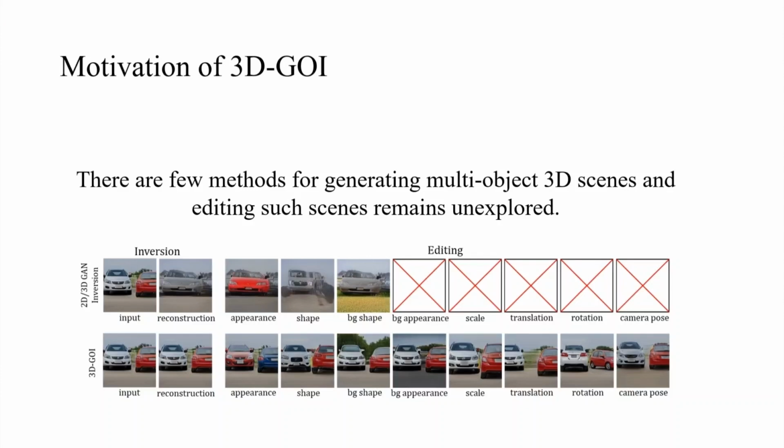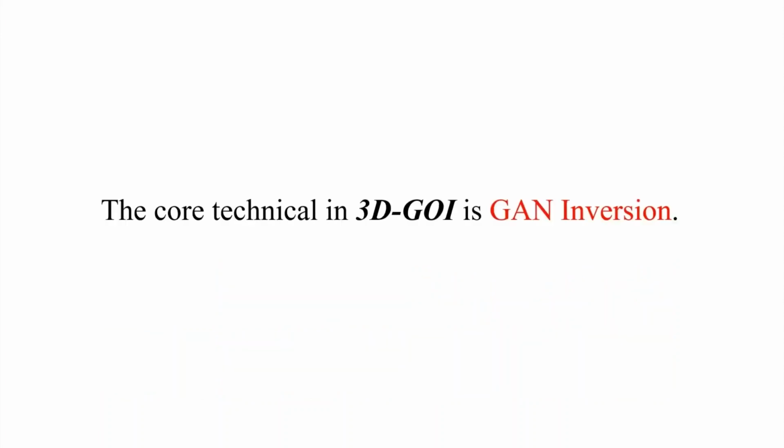The following image showcases a comparison between 3D-GOI and current editing methods, demonstrating that it can perform multifaceted editing on multiple objects. The core technique in 3D-GOI is GAN inversion. Next, we will introduce what GAN inversion is.